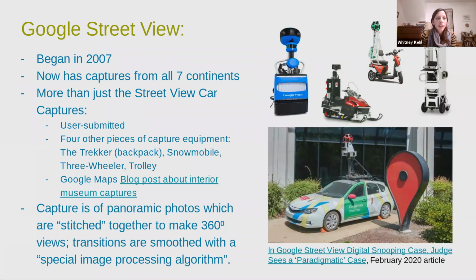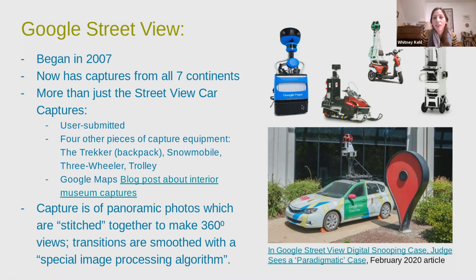So, like I said, Google Street View started in 2007, and I mentioned that all these different images that are being meshed together to create the panoramic views that are in Street View are captured. And originally, when it started, it was just through a camera on top of a car. But now they have a bunch of different techniques for getting street views.